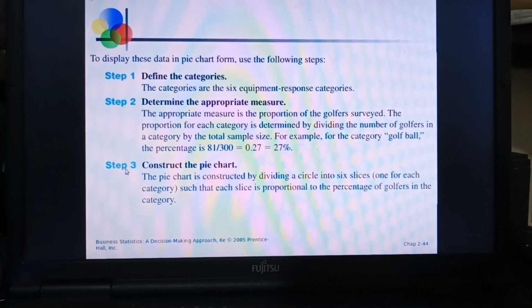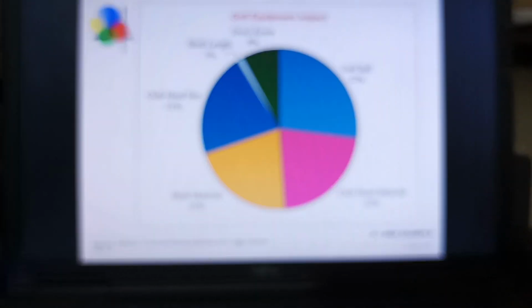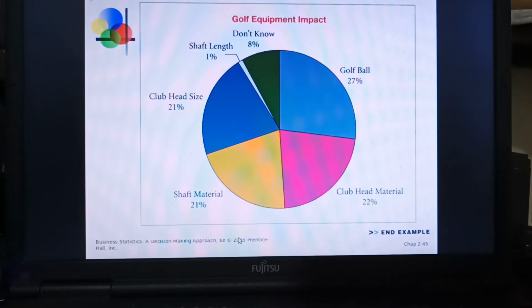Now, step 3, construct the pie chart. The pie chart is constructed by dividing a circle into 6 slices, 1 for each category, such that each slice is proportional to the percentage of golfers in the category. Here, golf equipment impact.